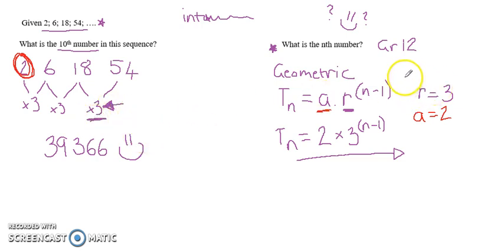This formula you will find on your formula sheet in an exam, so you don't even have to remember it. Just remember that the R stands for ratio, which means it's the common thing that we're multiplying by. And then A, well, it's like ABC. It's the first letter in the alphabet. It's also the first term of the sequence. You see? Easy as ABC.